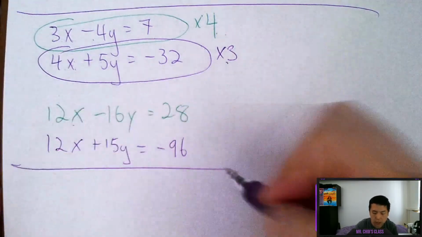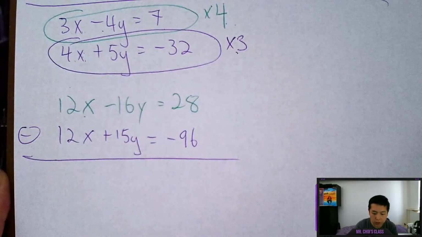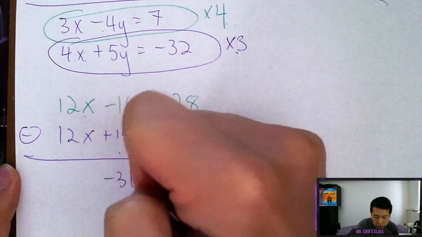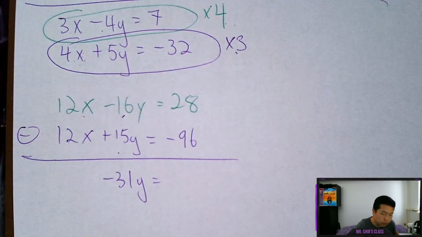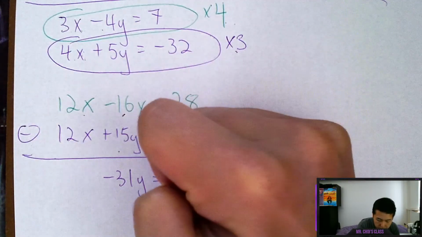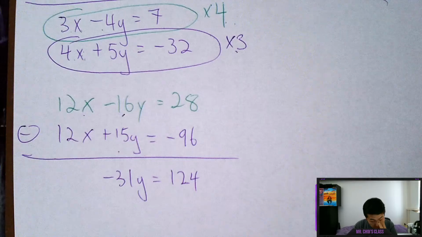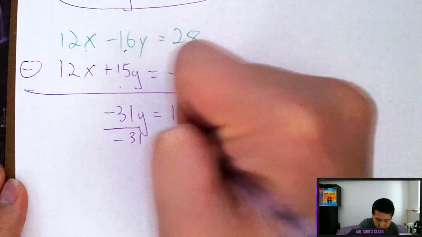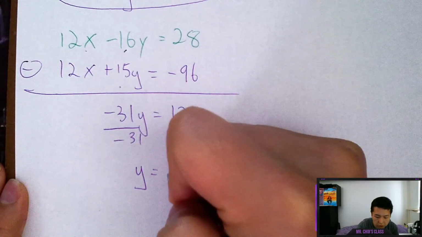Then we can just solve this like normal. I'm going to subtract to get rid of this. 12 minus 12 is 0, so it's gone. Negative 16 minus 15 gives me negative 31y. 28 minus negative 96 gives me 124. So when we continue solving this, dividing by negative 31, I'm going to get y equals negative 4.